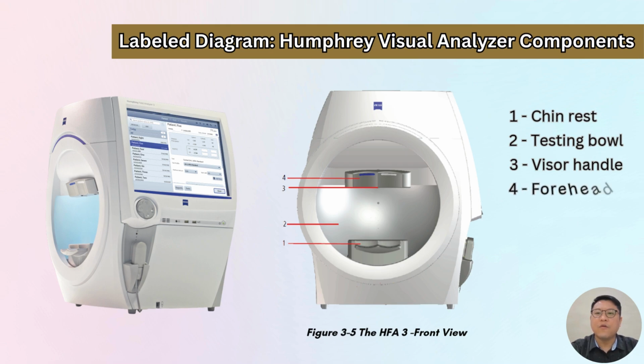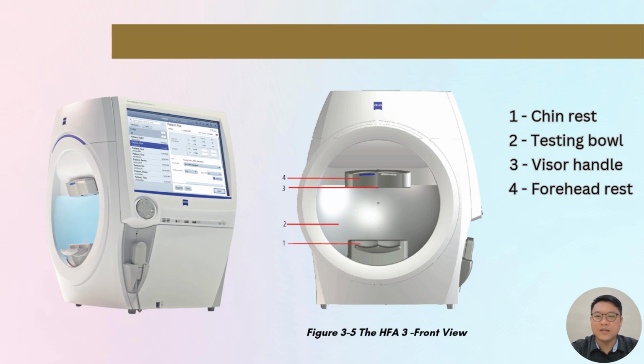The fourth is the forehead rest. Located just above the chin rest, it supports the patient's forehead to maintain the correct alignment. It prevents forward or backward head movement, helping the patient stay focused on the target. By knowing the location and function of each part, both operator and patient can understand how the device works and why proper positioning is so important for reliable results.